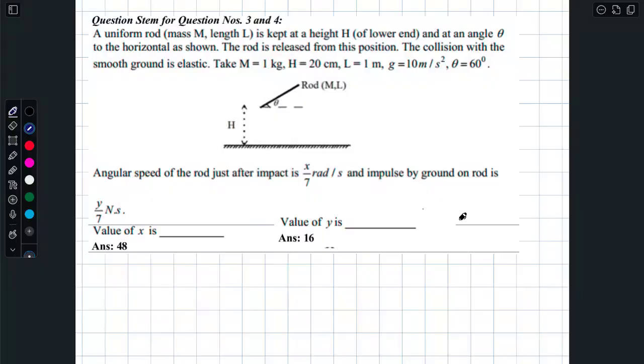This is a very standard problem. A lot of times you are expected to have such questions.